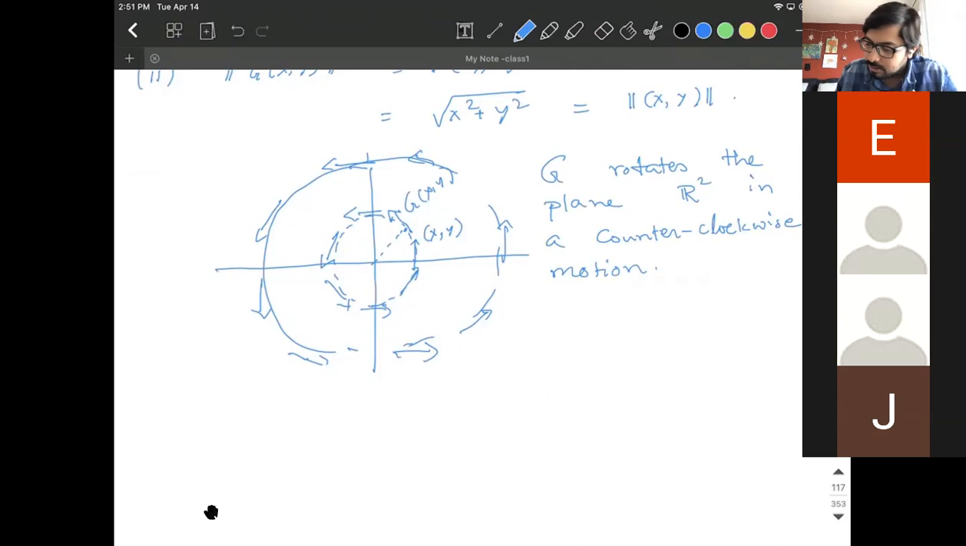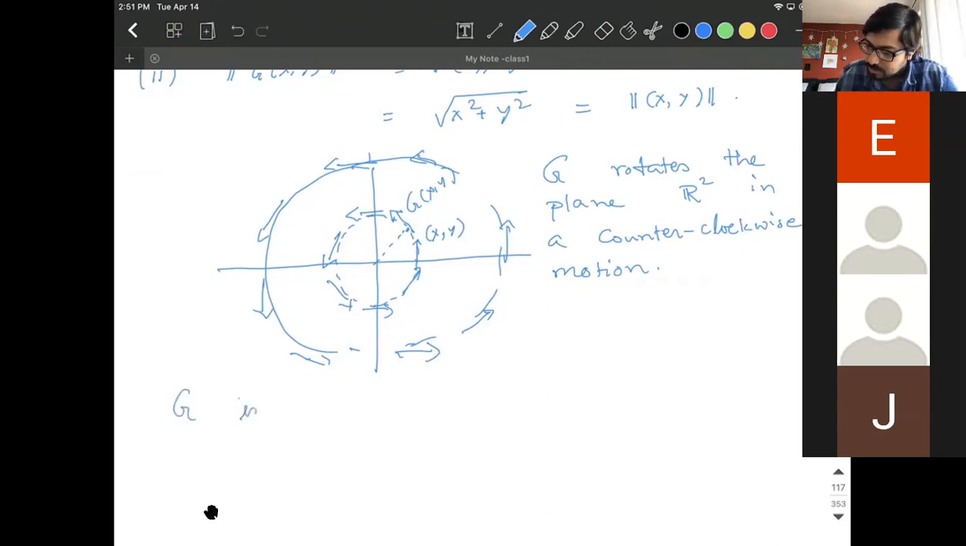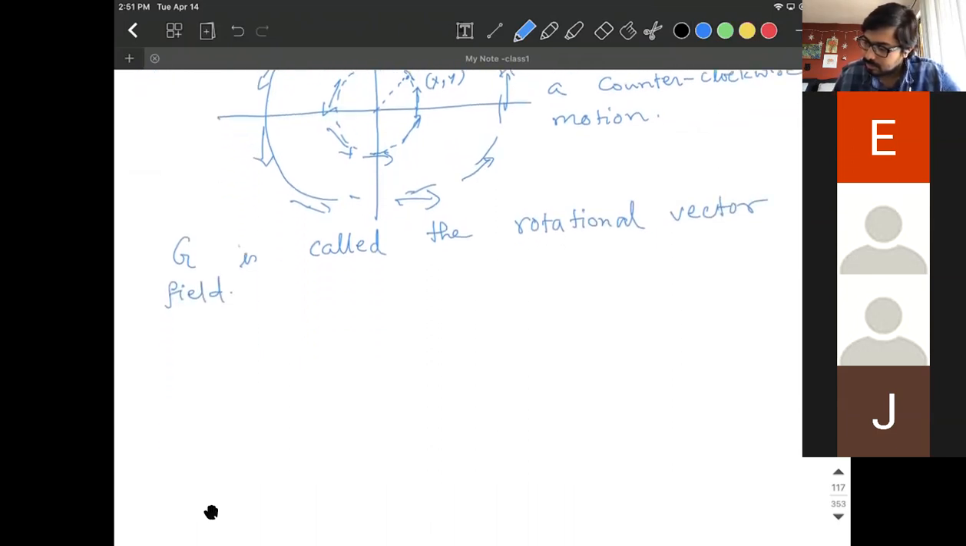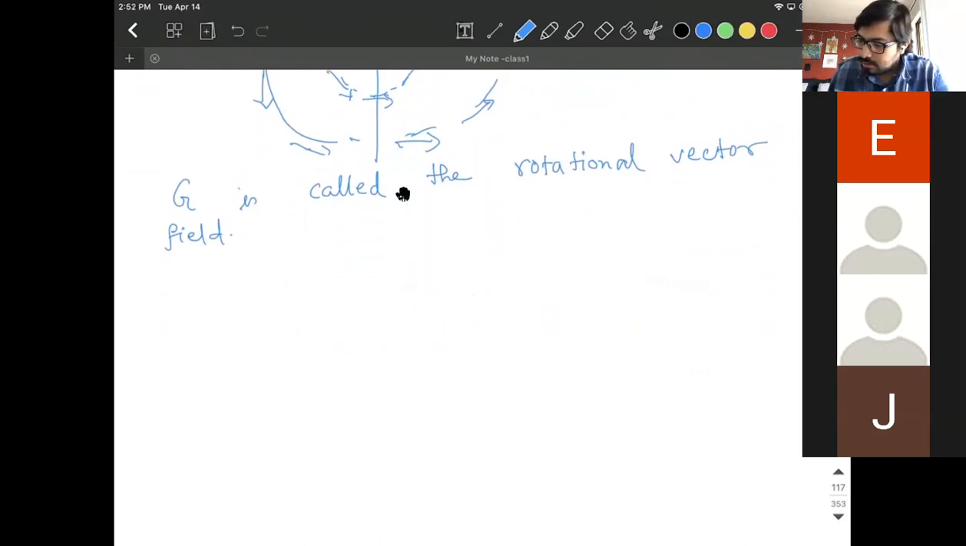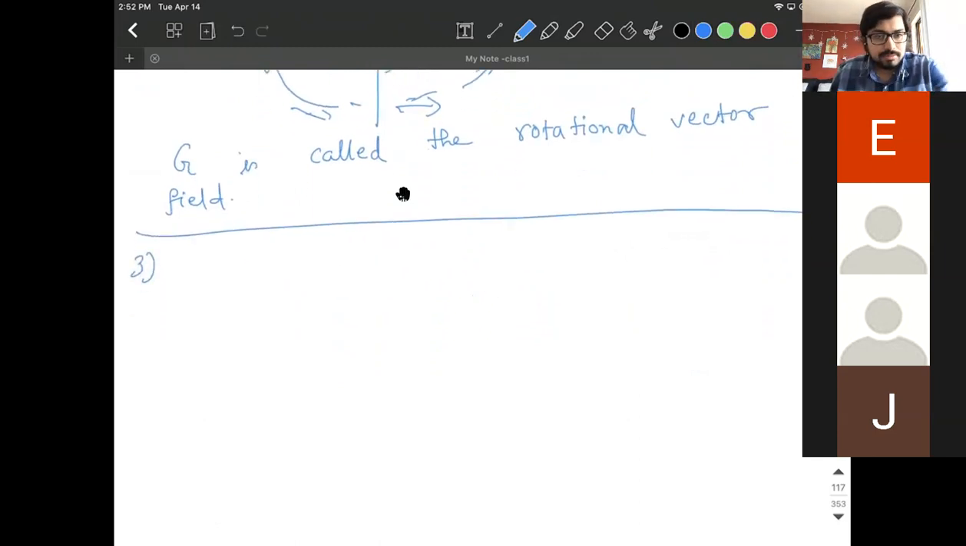So that's G, so obvious name, so G is called the rotational vector field. Okay, so it is these physical implementations of the vector fields which are more important than just the functions itself. Now, something from Newtonian mechanics.